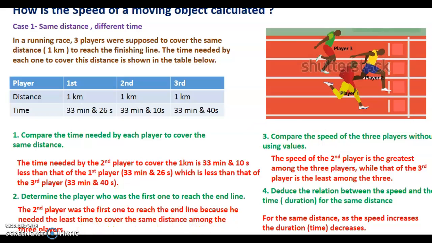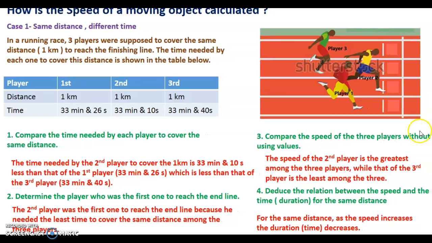Now compare the speed of the 3 players without using values. Based on the answers of parts 1 and 2, compare the speed of the 3 players. The speed of the second player is the greatest among the 3 players, while that of the third player is the least among the 3. So needing less time means moving faster. Needing more time means moving slower. Deduce the relation between the speed and the time for the same distance. So for the same distance, as the speed increases, the time needed decreases, or the duration decreases.